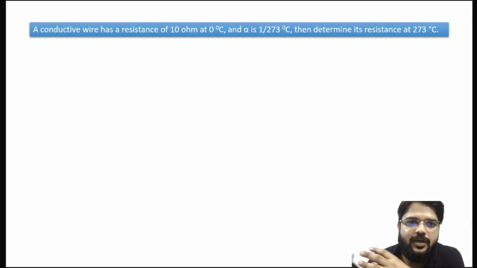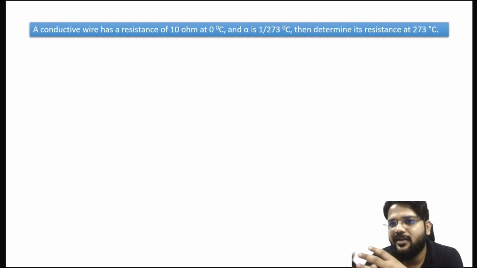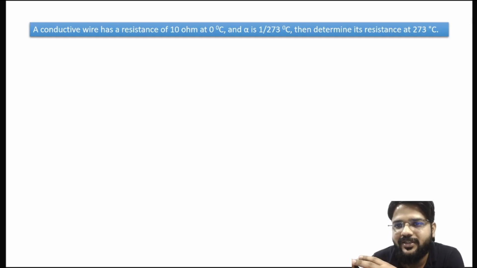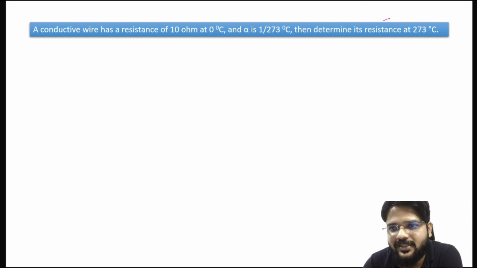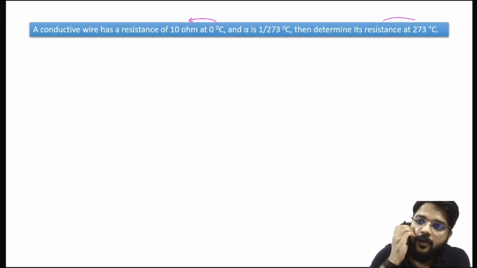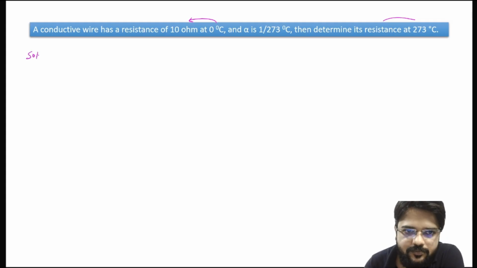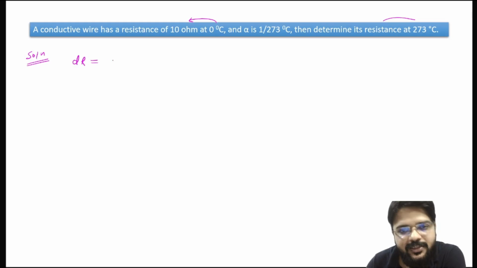Let's see the next question. A conductive wire has resistance 10 ohm at 0 degrees Celsius and alpha is 1 by 273 per degree Celsius. Then determine its resistance at 273 degrees Celsius. So here we want the resistance at 273 degrees Celsius, and at 0 degrees Celsius the resistance is 10 ohm, given. Correct? So here the difference is very large. That's why the formula R equal to R naught times 1 plus alpha delta T is not applicable here.